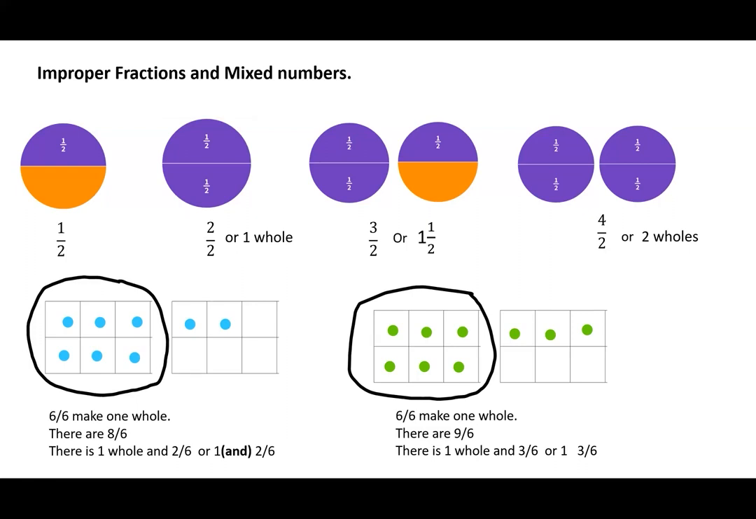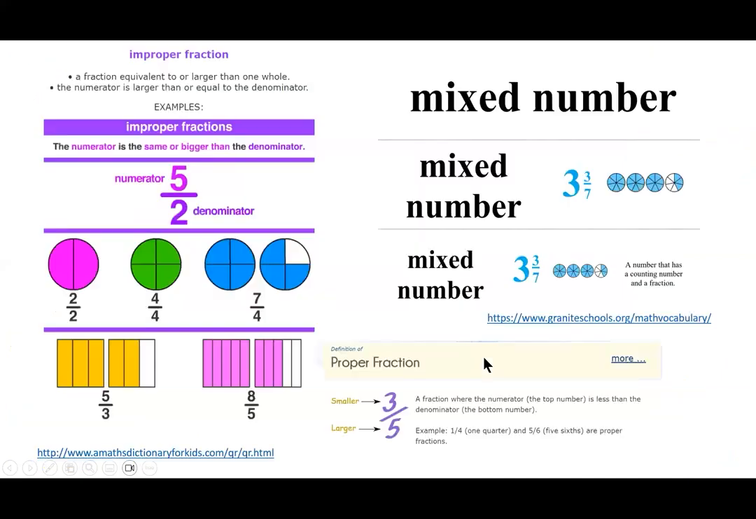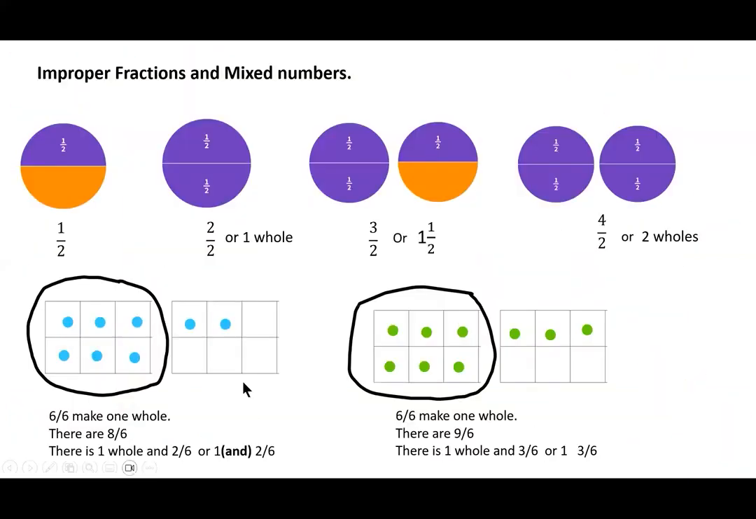And then we've got these with the regions, with the squares, and you can see I've circled it. 6/6 make 1 whole. There are 8/6 altogether. There is 1 whole and 2/6, or 1 and 2/6. The important thing is that you see this as 1 whole, and now the focus becomes the 2/6. So you're just looking at this region here, and then the same thing here.